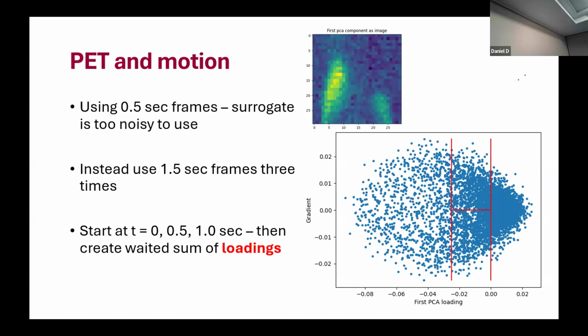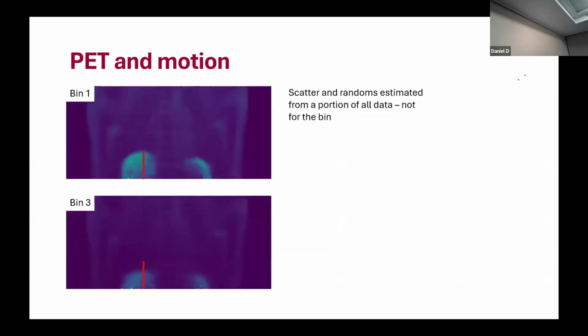So we have a phase space here of the loading versus the gradients of our surrogates, and then this is bin 1, 2, 3, and 4 based on that. I've only drawn bin 1 and bin 3 there, which are at the 2 extremes, and you can really see the diaphragm has moved in those 2 reconstructions.